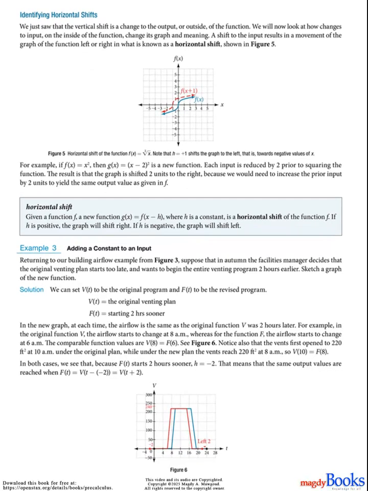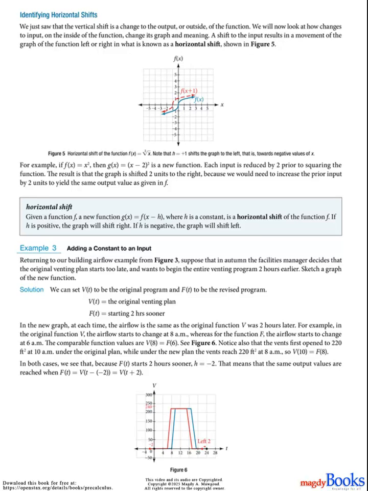Identifying horizontal shifts. We just saw that the vertical shift is a change to the output, or outside, of the function. We will now look at how changes to the input, on the inside of the function, change its graph and meaning. A shift to the input results in a movement of the graph of the function left or right in what is known as a horizontal shift, shown in Figure 5. Figure 5. Horizontal shift of the function f of x equals cube root of x. Note that h equals plus 1 shifts the graph to the left, that is, towards negative values of x.